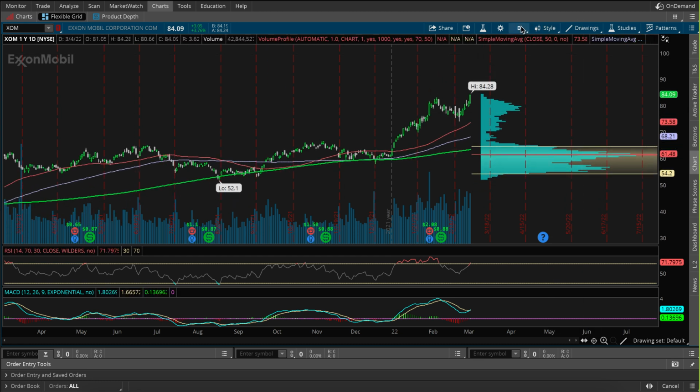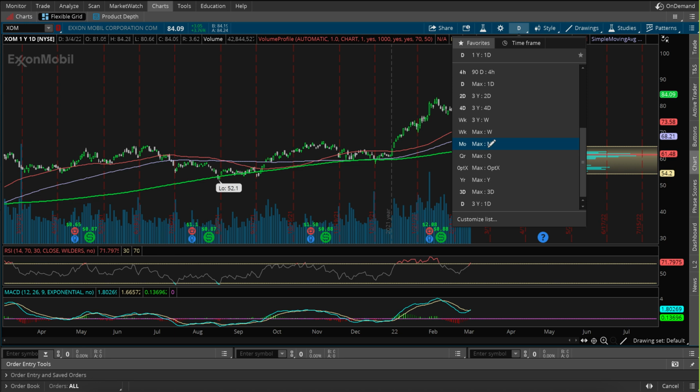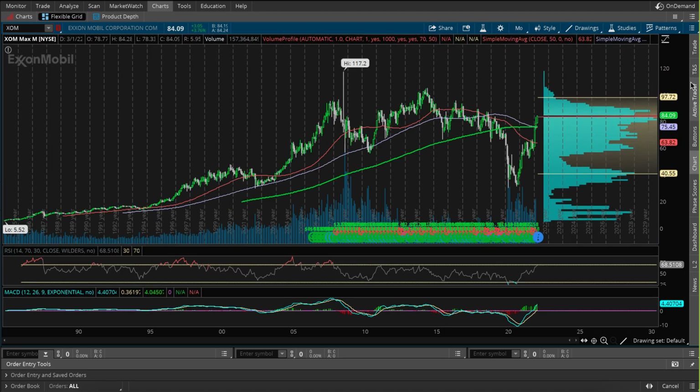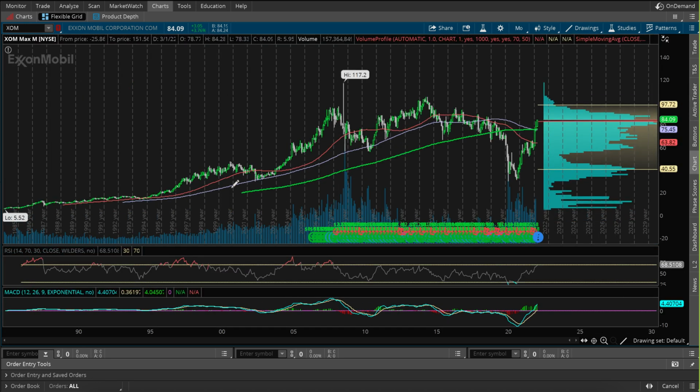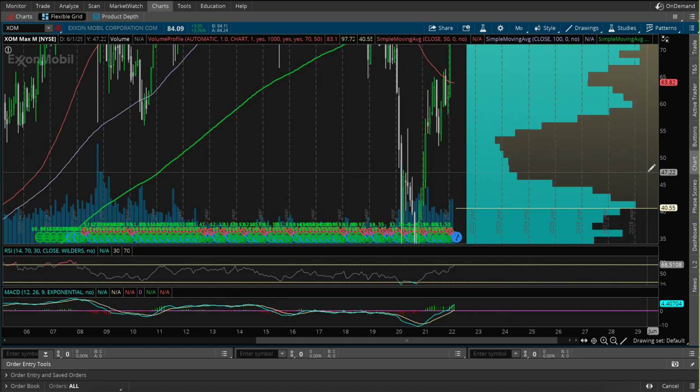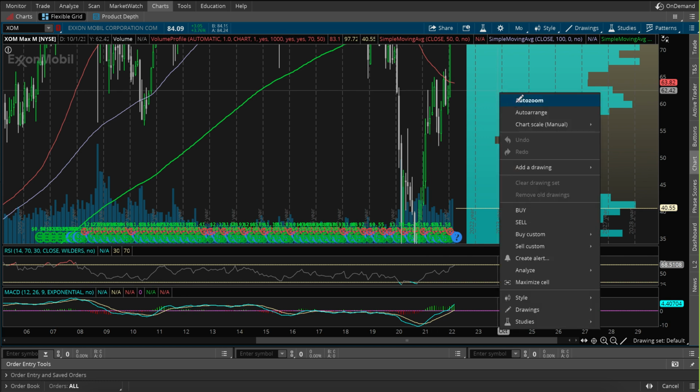So let's see what kind of time frame I want to look at. Okay, so I got the max monthly. If some of you guys aren't familiar with candlesticks, the way I have it set up, each of these candlesticks represents a month of time, a month of price action. So this is a month, this is a month, this is a month. So I'm going to go ahead and back out.